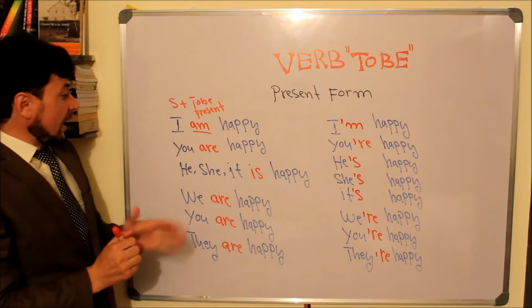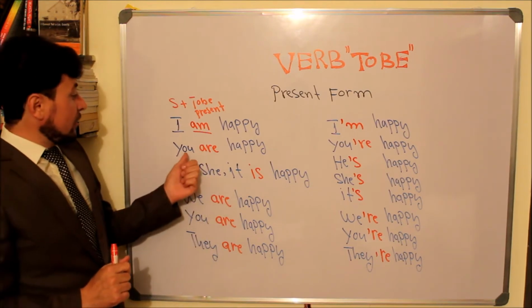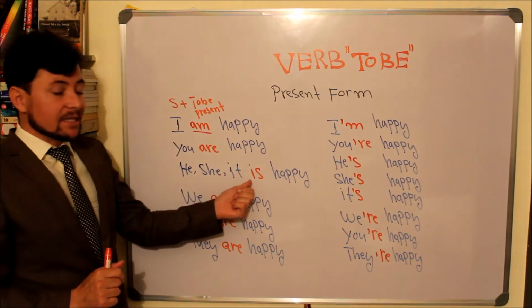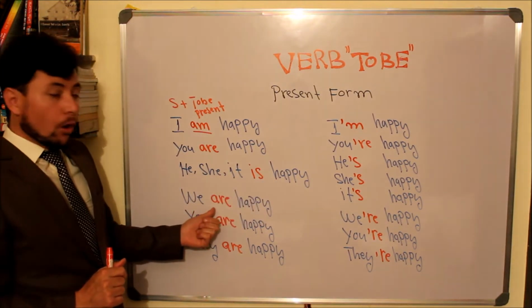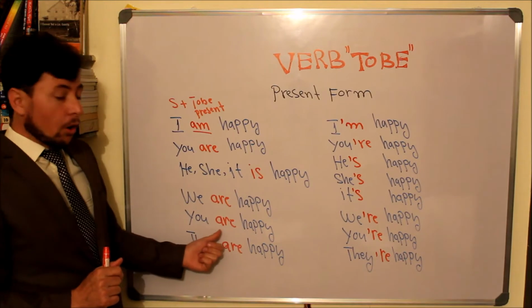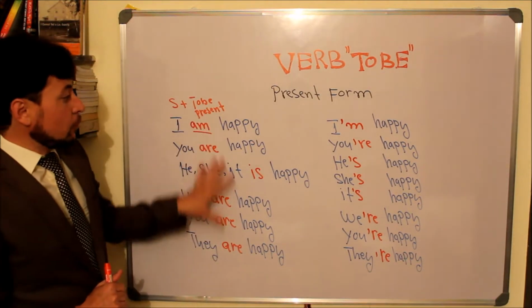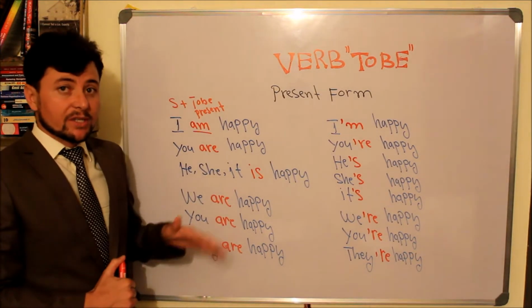Now, let's look at the other sentences here. You are happy. He, she, it is happy. We are happy. You are happy. They are happy. So this is the full form of verb to be in present form.